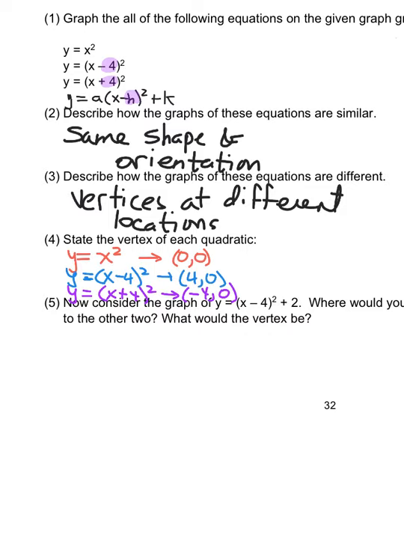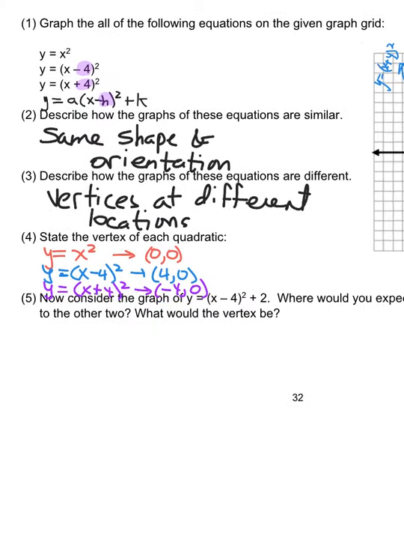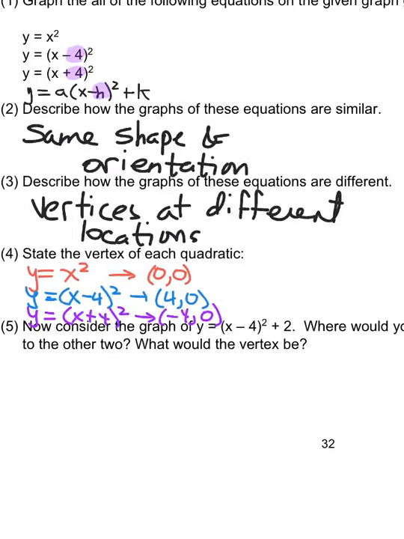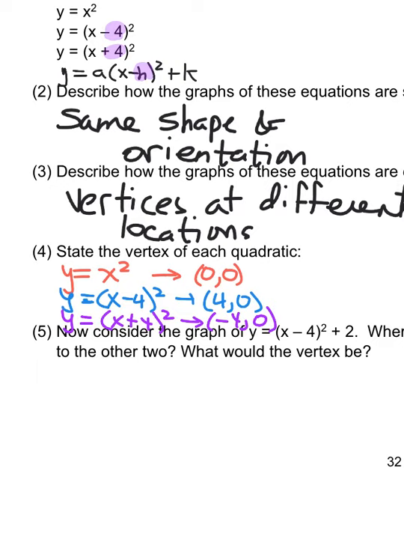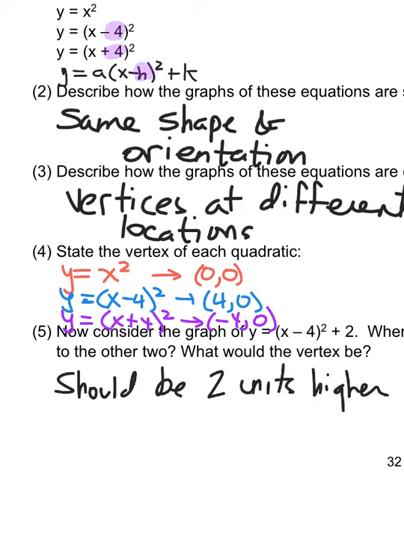Now consider the graph of y equals x minus 4 squared plus 2. Where would you expect this graph to be in relation to the other two? What would its vertex be? It should be 2 units higher. The vertex should be at 4, 2. And there it is.